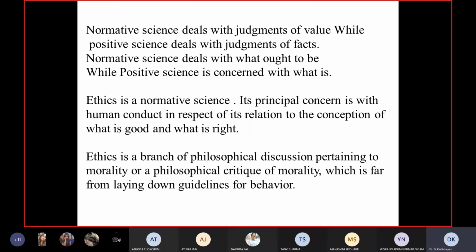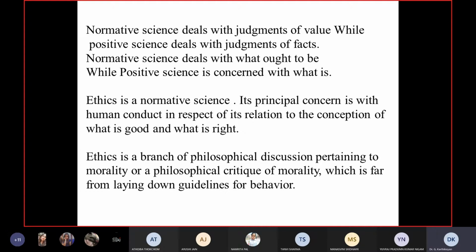Its principal concern is human conduct in relation to the conception of what is good and what is bad. So time and again, in all these slides, it kept on coming: What is good? What is right? What is just? What is unjust? That is the core question of ethics.